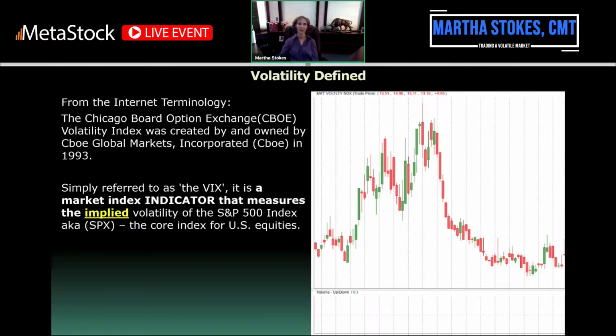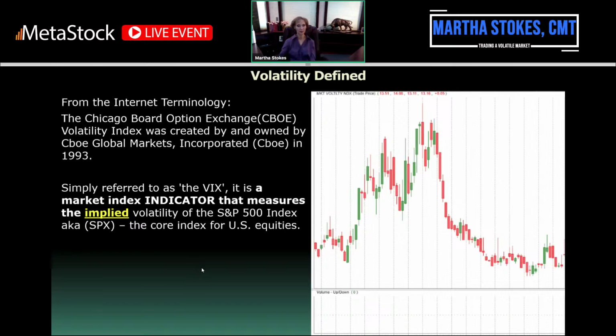So simply referred to as the VIX, it is a market index indicator. When I studied for my CMT, I studied 277 different market, stock, and economic indicators, because I wanted to make sure that I had all the knowledge I need and that I could pass my tests with flying colors. It is a market index indicator that measures the implied volatility. We hear implied volatility all along. What does implied mean? Implied means that we're suggesting that this might happen. Okay, it is not cut and dried that it is happening.